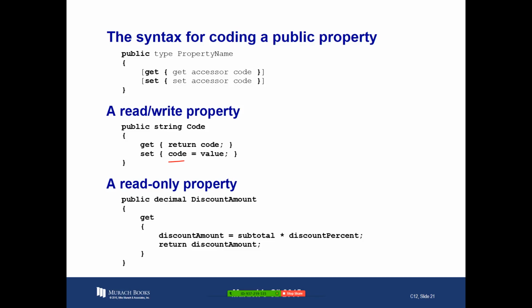You don't have to just use get and set to access properties as variables. You can also include some operations within the get. So here, for example, we're returning a discount amount, which actually is a result of a calculation.